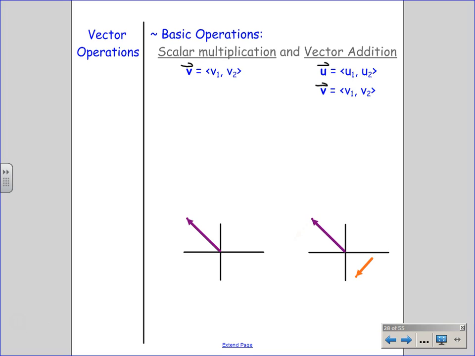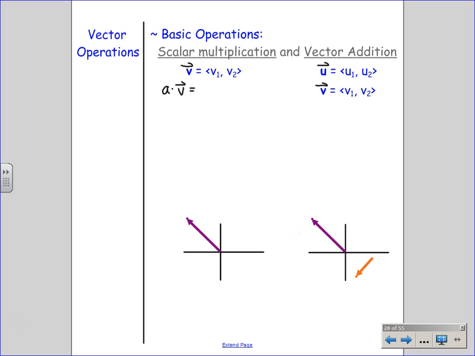Scalar. Sounds like a snazzy term, right? Guess what it means? You're just multiplying by a constant. Could be multiplying by 2, could be multiplying by 3, could be multiplying by 5 or 10. Scalar. You're multiplying by a constant.